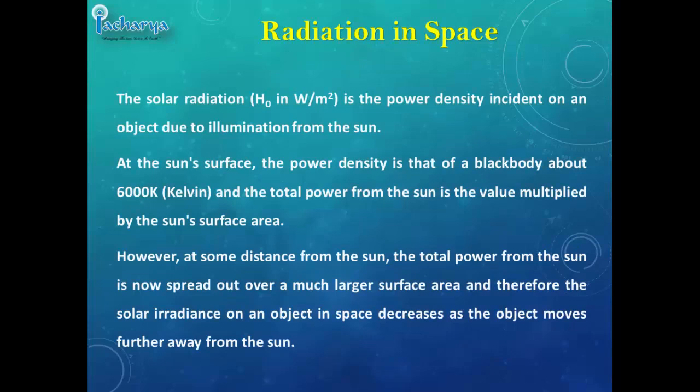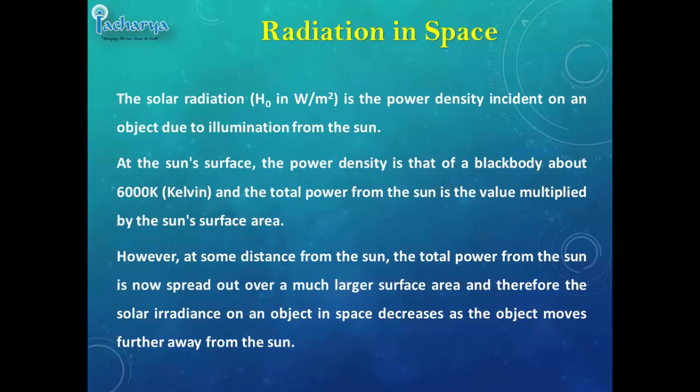Radiation in space. The solar radiation, H naught in watts per meter square, is the power density incident on an object due to illumination from the sun. At the sun's surface, the power density is that of a black body, about 6000 Kelvin, and the total power from the sun is the value multiplied by the sun's surface area.